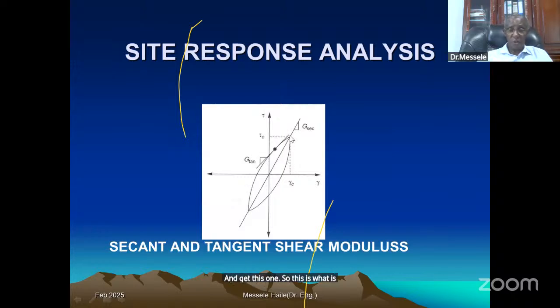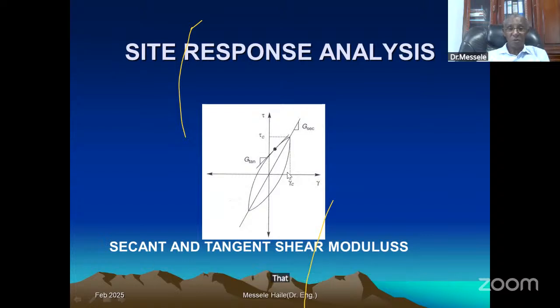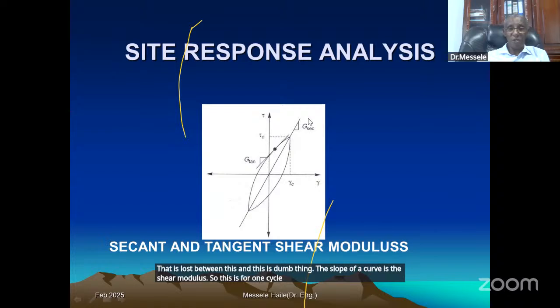So this is what a dynamic cyclic shear test looks like. This is only one cycle. First, we have this one, it goes up, then it returns along this direction. Why? Because there is damping. This area that is lost between this and this represents the damping. The slope of the curve is the shear modulus.